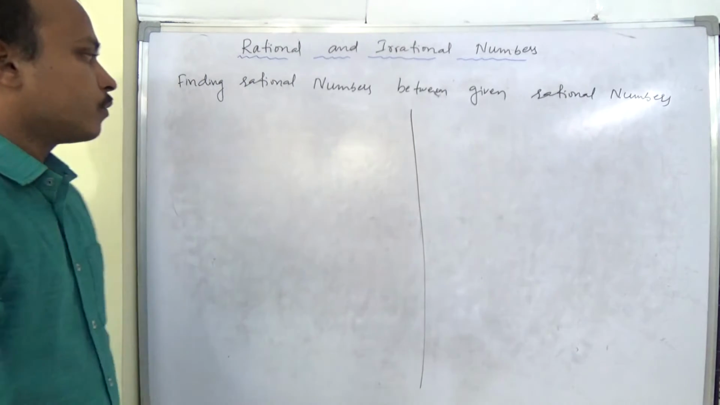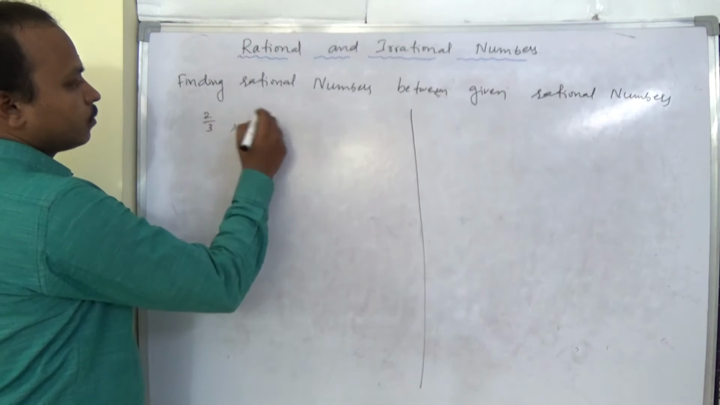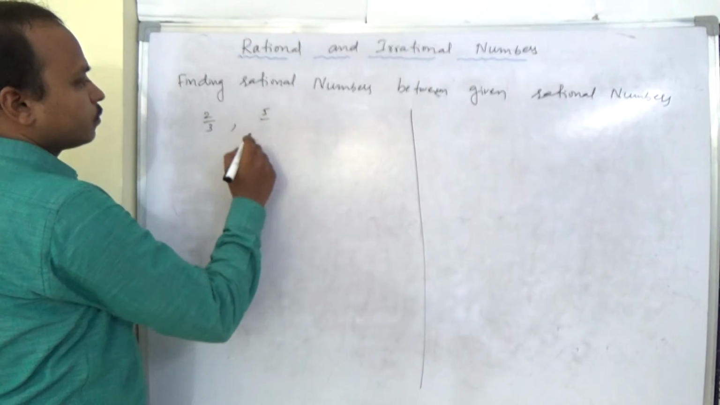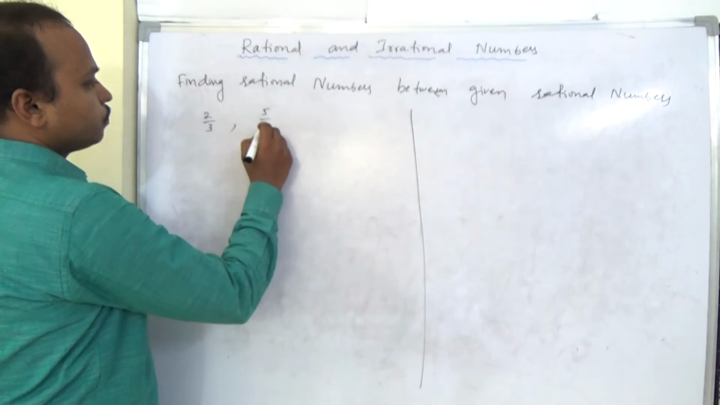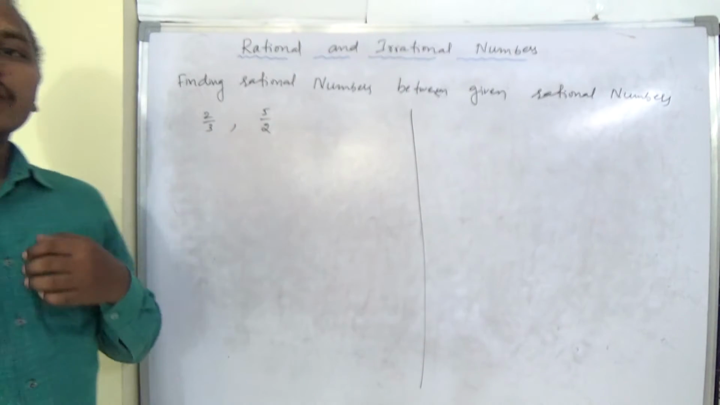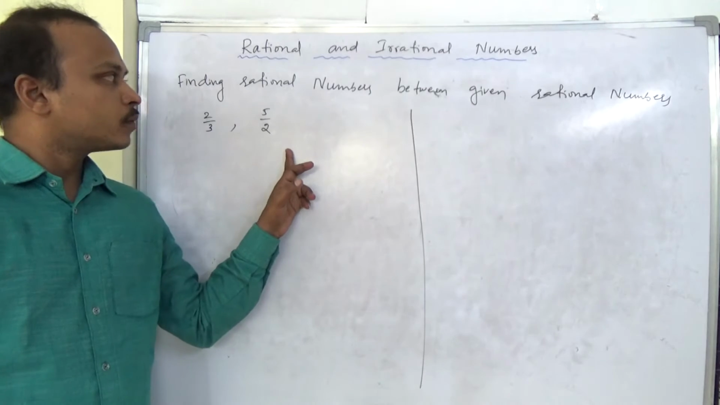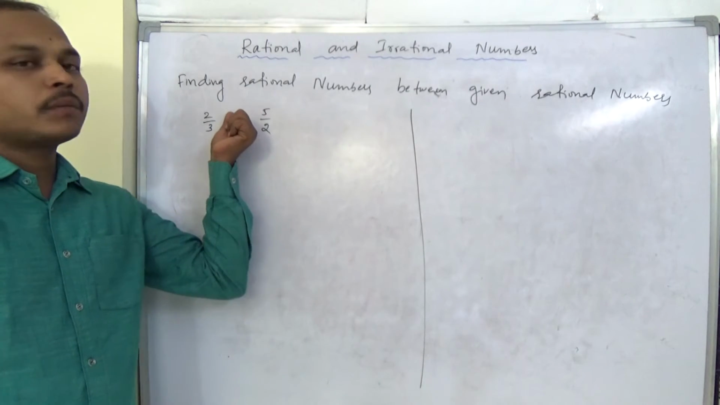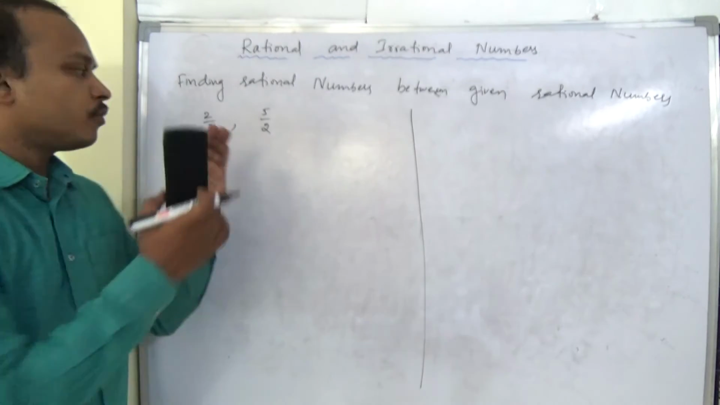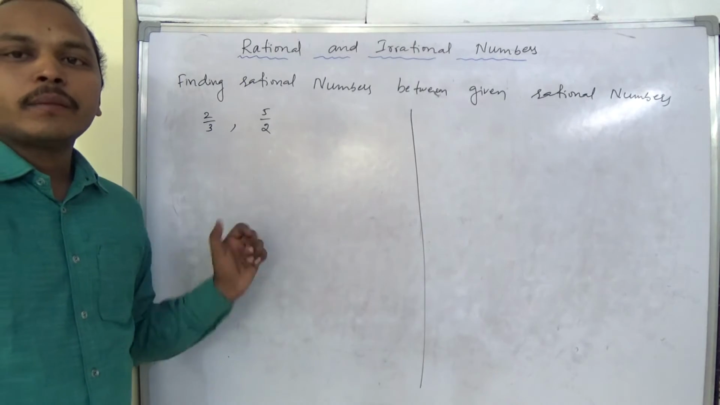First, for example, they are given 2 by 3 and 5 by 2. Two rational numbers are given, 2 by 3 and 5 by 2. We need to find one more rational number in between these. So generally, what we will do is add both and divide by 2.